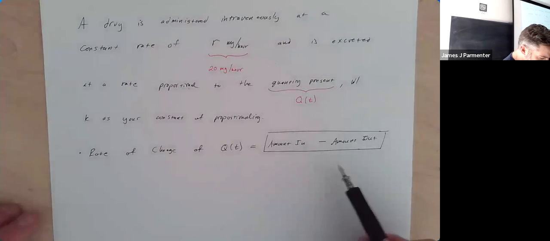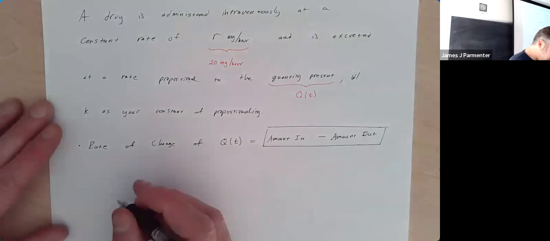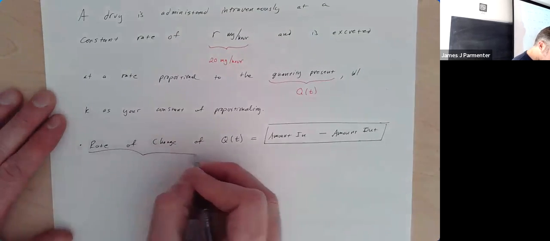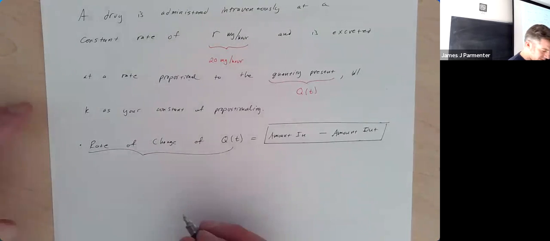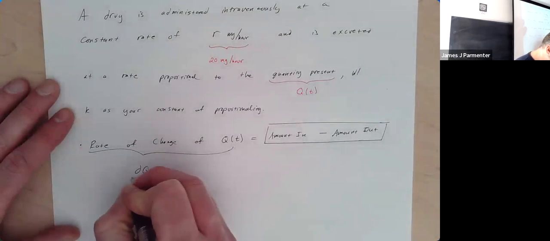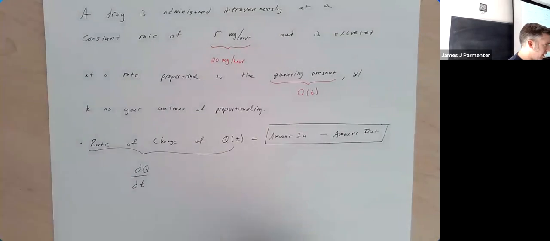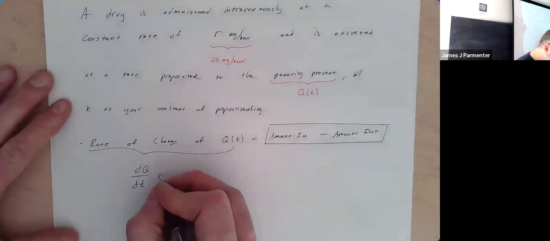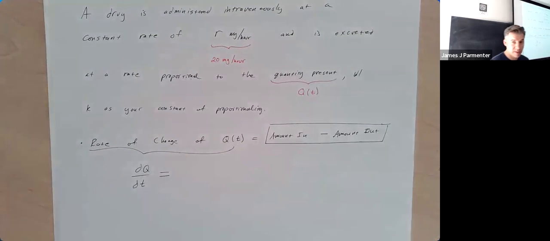Okay, so for this one here, the rate of change of Q is just either Q prime. I usually prefer to write dQ/dt, but either way is fine. All right. So how much drug are we putting in the body? 20 milligrams. So, just to point out, it says set up a differential equation for the quantity Q in milligrams of the drug in the body at time t hours.